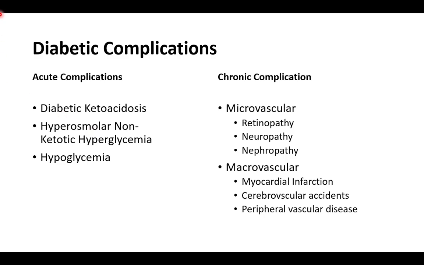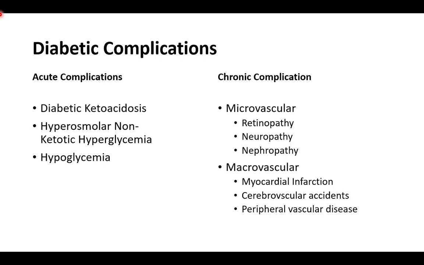So acute complications: diabetic ketoacidosis, and hyperosmolar non-ketotic hyperglycemia, and we call it this way because it's non-ketotic. It just looks like DKA, but there's no K in the DKA, and there is no A, no acidosis. So no ketosis, no acidosis. You just have hyperglycemia and dehydration.